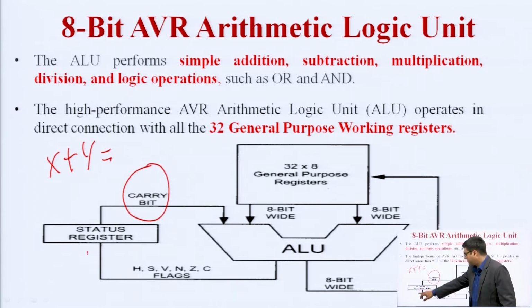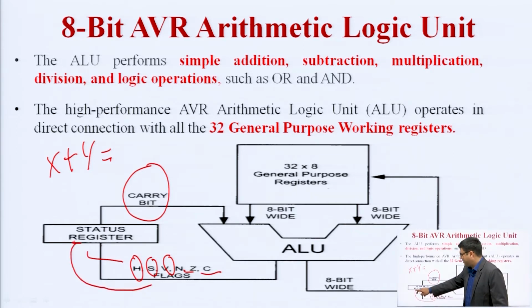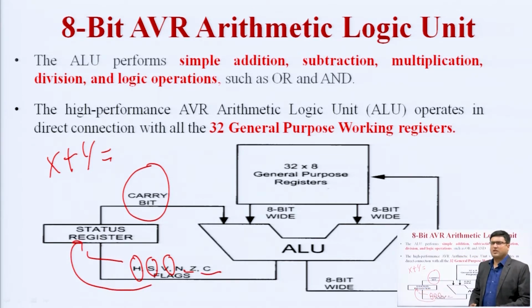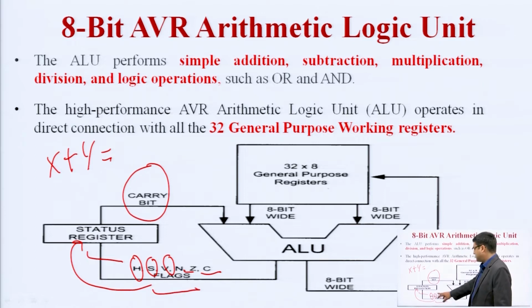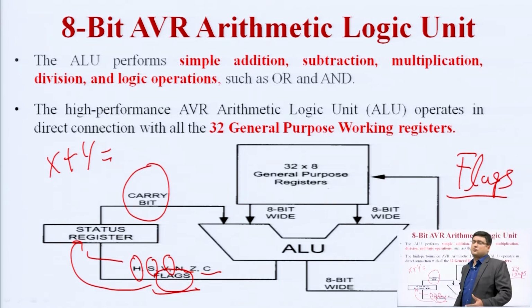There are some status registers: H, S, V, N, Z, C, all are status registers. Like in the microcontroller, we have seen that there are some status registers available. In the AVR microcontroller, there are some registers available, and here you have seen the term flags. What is the meaning of flags? Flags are available in the microcontroller to indicate the present situation of the microcontroller.